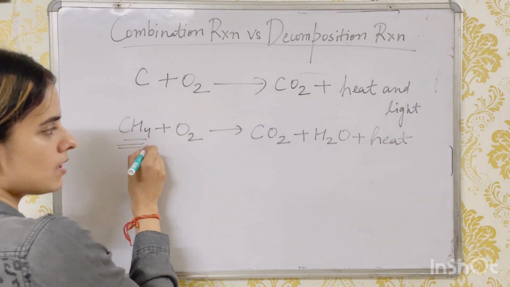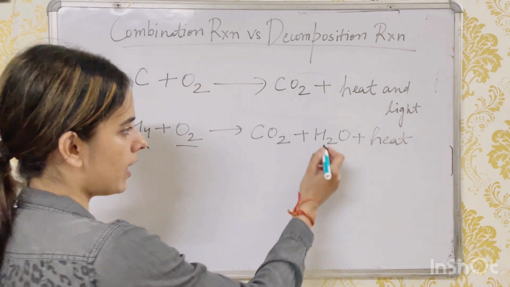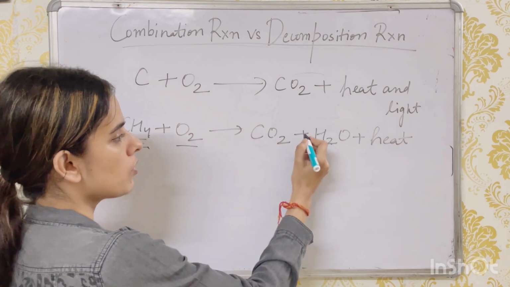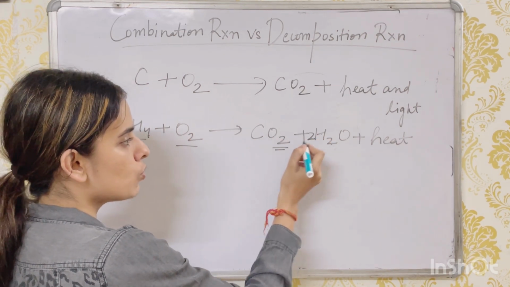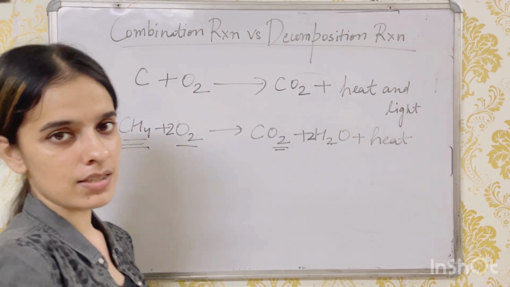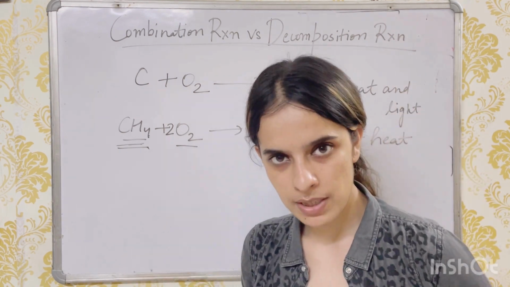Here methane combines with oxygen. You can balance it if you want. Like hydrogen: here there are 2 atoms of hydrogen, here there are 4, so you can put 2 over here. By doing this, oxygen also has 2 plus 2, 4 atoms, so you can put a 2 in front of the O2. You can balance this equation like this. So here burning of methane is also a combination reaction.